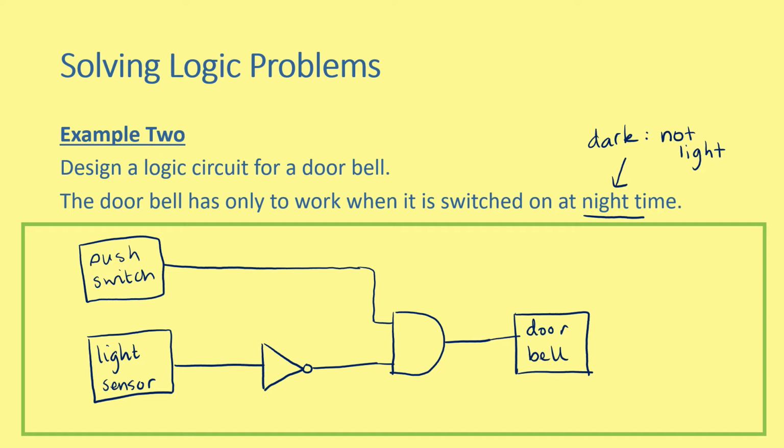So we have the push switch on, we have a light sensor, but not light. So it's dark, it's night time, and both of these have to be happening for the doorbell to turn on.